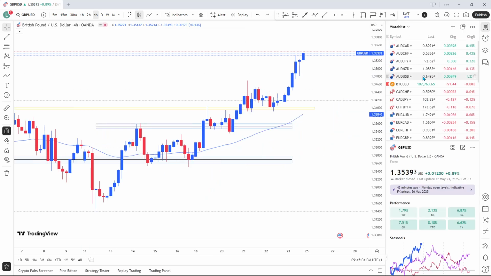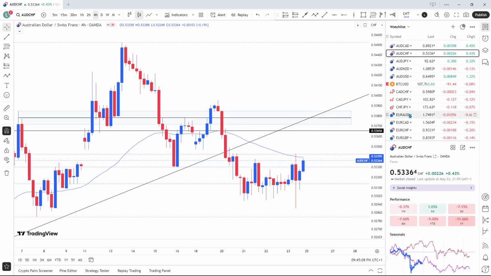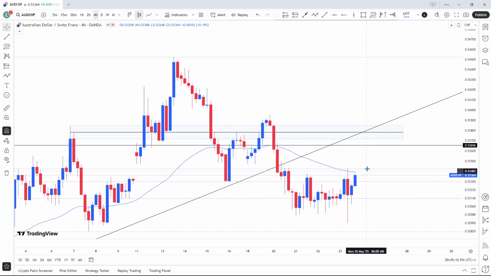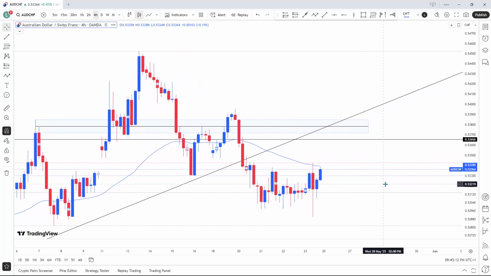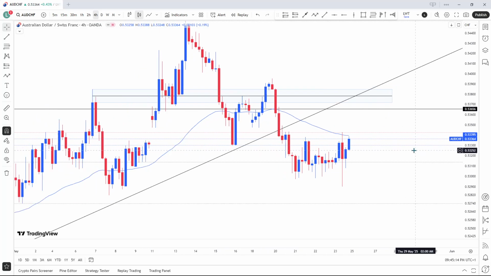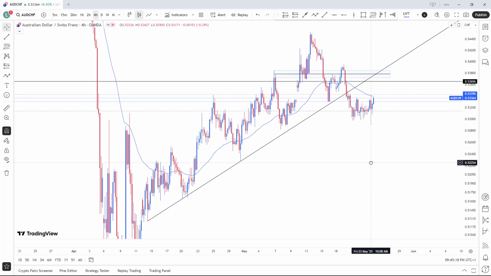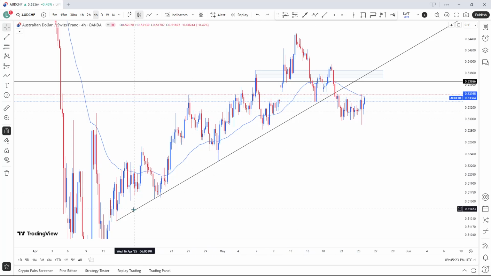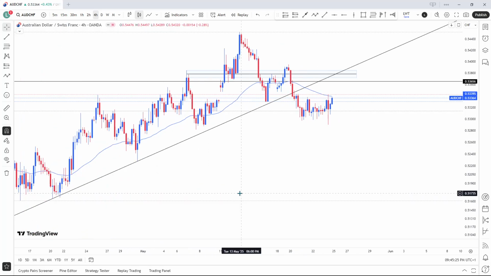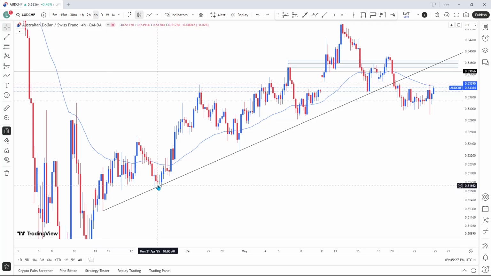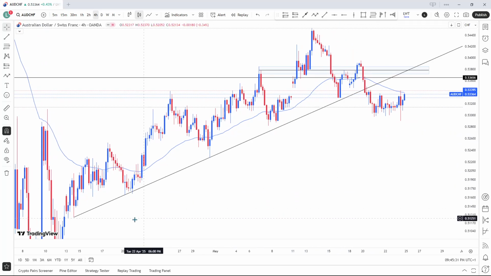So let's just pick another one, a random one. Let's just go with, I don't know, AUD again. Oh, this is a good example actually. So this is the 4 hour. As you can see, we have been going up. This is one I drew this week to catch for a sell. So we've got 1, 2, 3, almost 4 touches.